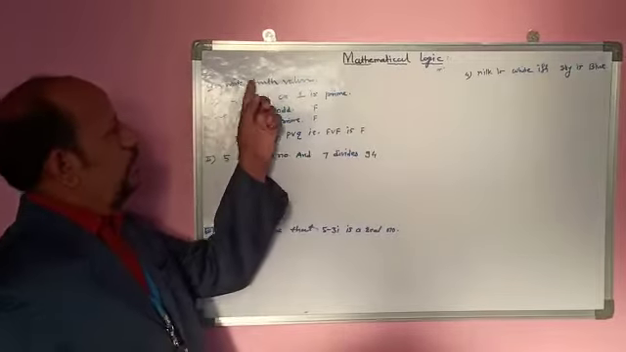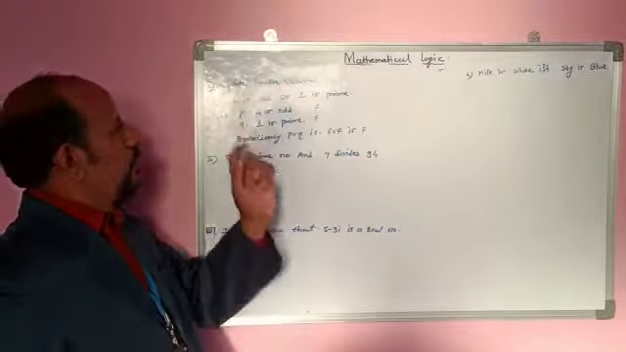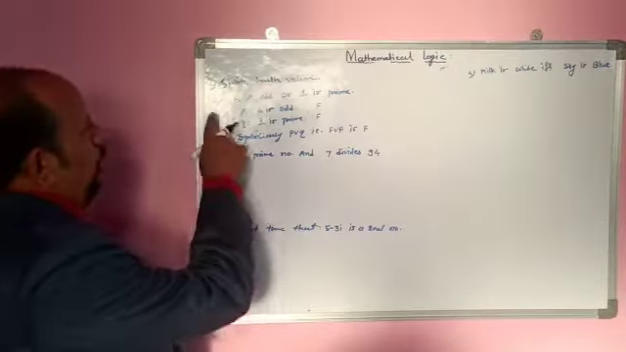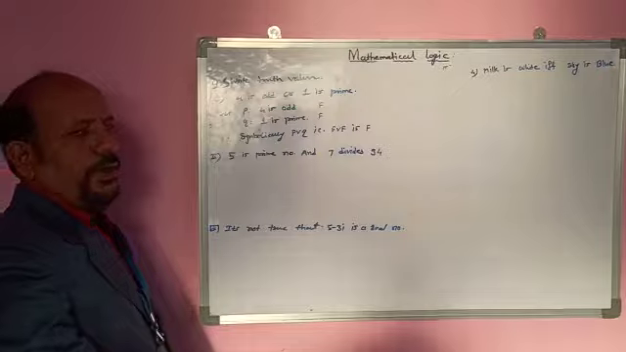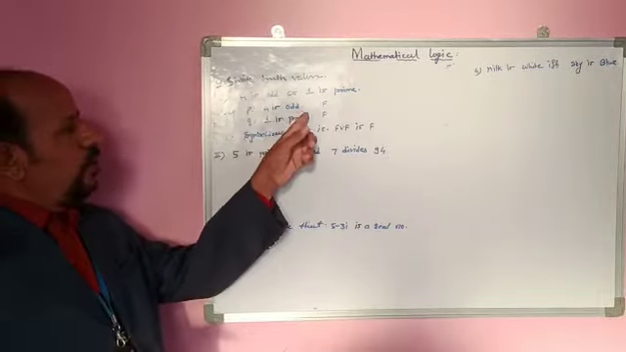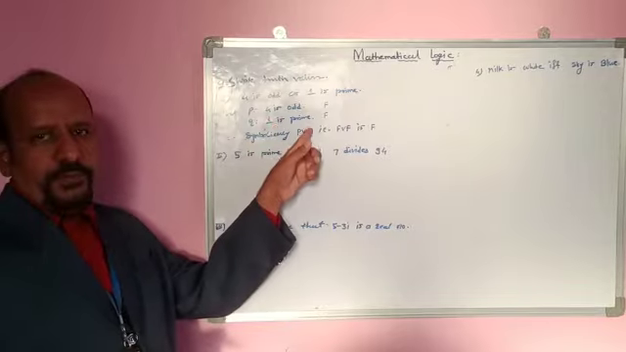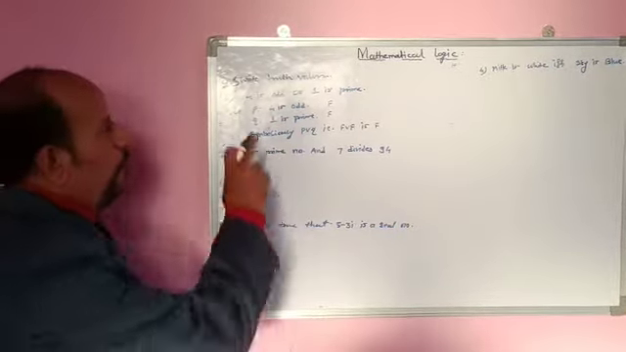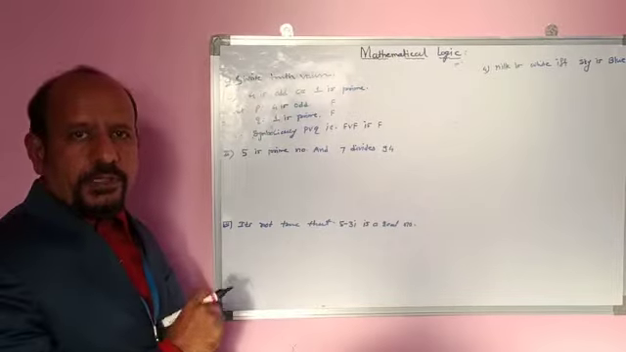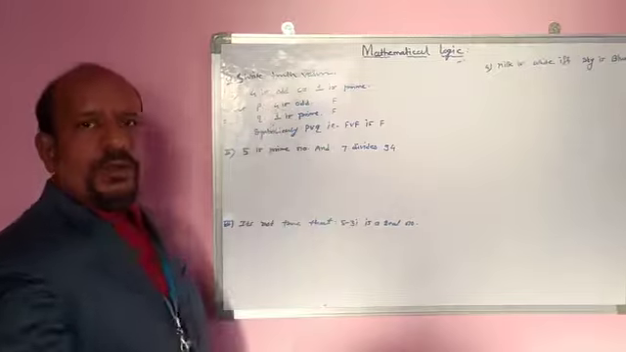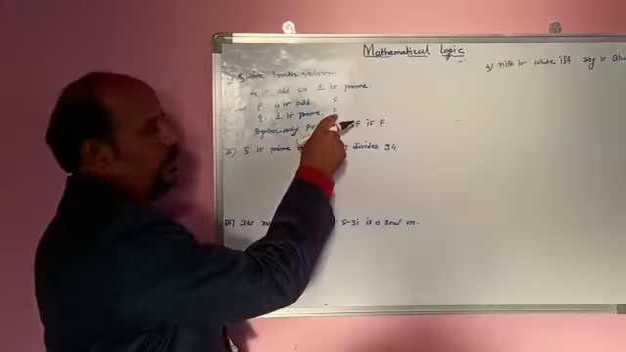Now, we write the truth values. Question number 3. Number 1, 4 is odd or 1 is prime. We define in symbolic form let P be 4 is odd, Q be 1 is prime. Symbolically we write P or Q. But we know that 4 is not an odd number, it is an even number. Therefore, its truth value is F. 1 is also not a prime number. Therefore, its truth value is F.